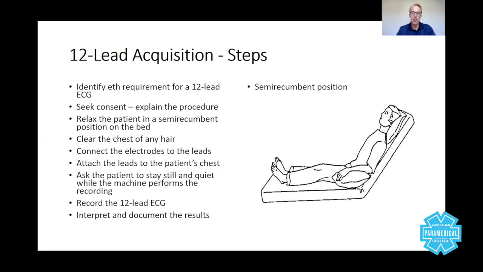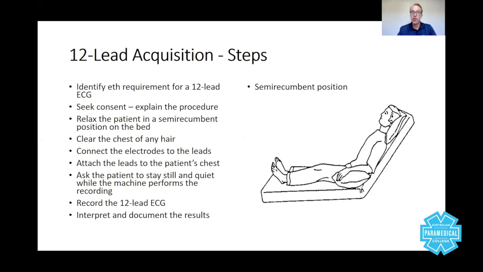Connect the electrodes to the leads first. In other words, put the actual dot on the leads first, rather than putting the dots in the places that we showed you and then attaching the leads, because you're making it very uncomfortable for the patient. Once you've done that, ask the patient to stay nice and still and quiet for approximately 10 seconds. No coughing or talking, anything like that.